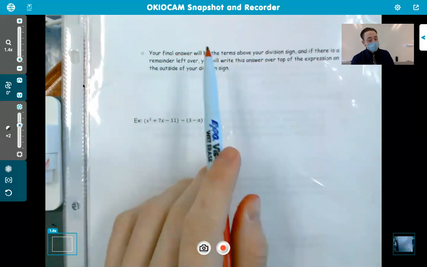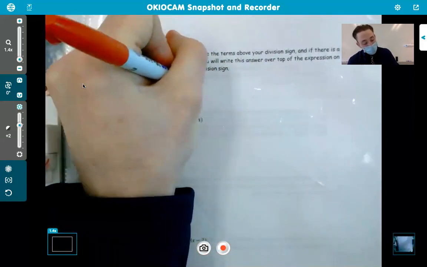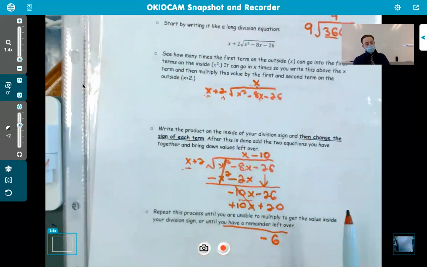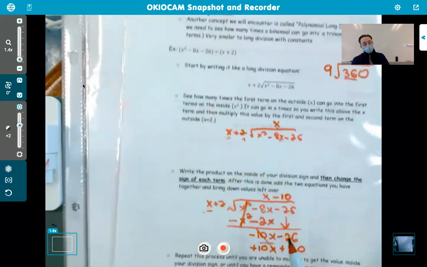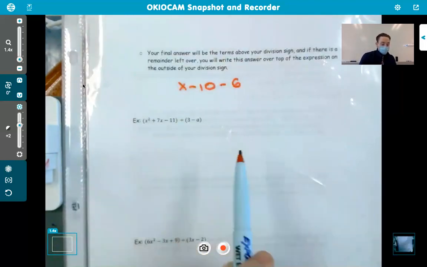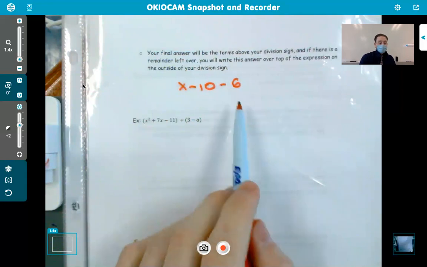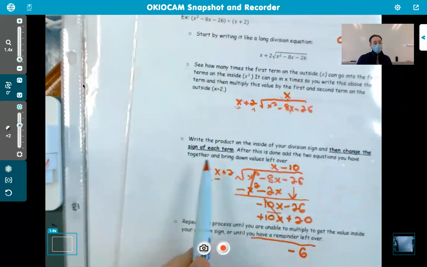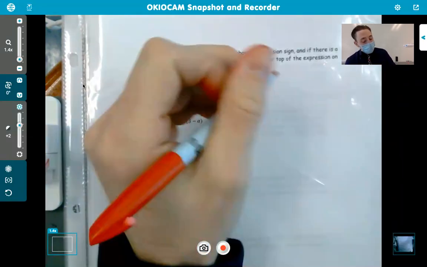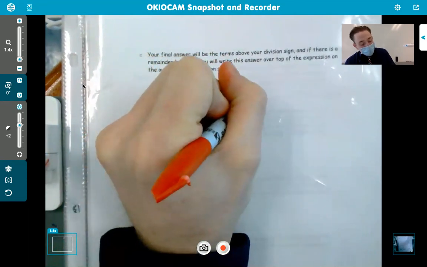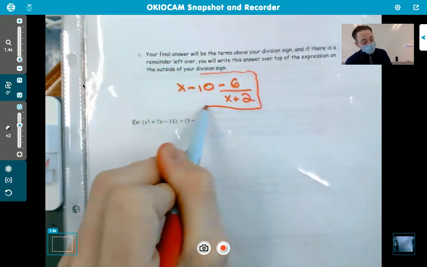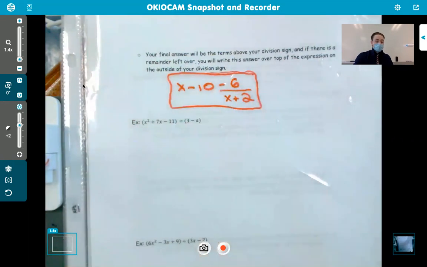If there's a remainder left over, here's how we write our answer. The terms on the top of my division sign, so the x minus 10. We have a remainder of -6. We take that remainder and you'll write this answer over top of the expression on the outside. So the expression that I started with on the outside of my division sign was x plus 2. So how I write my remainder is -6 divided by x plus 2. And this is my final answer for this problem.